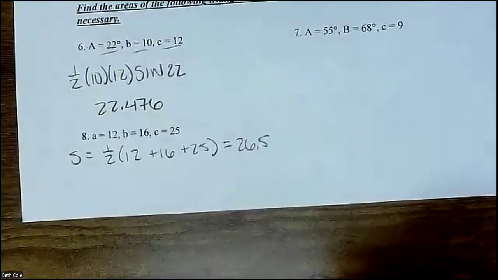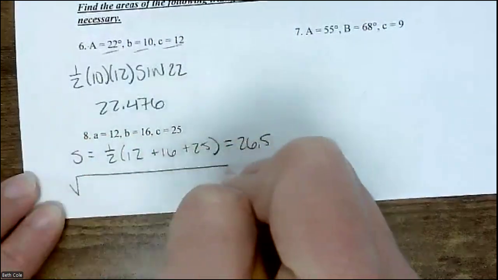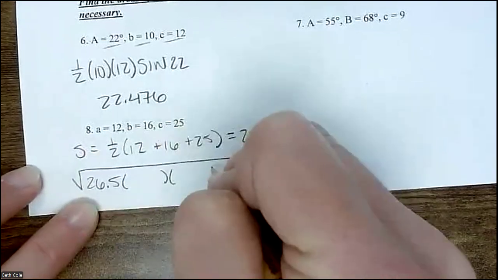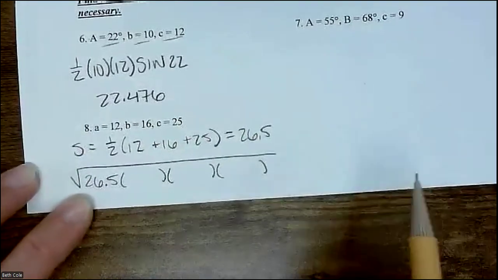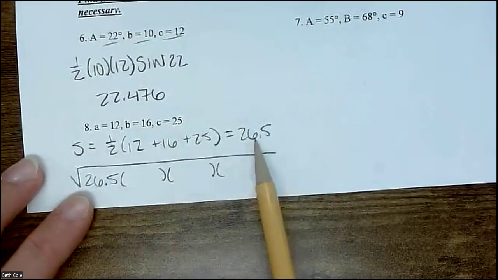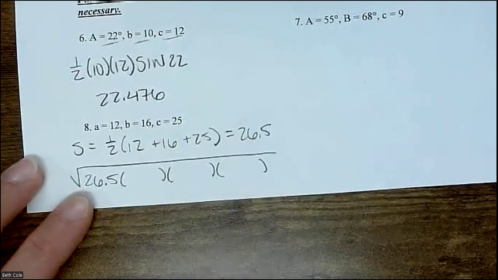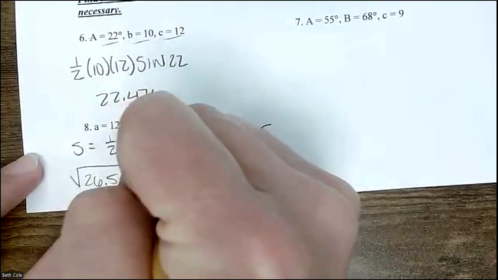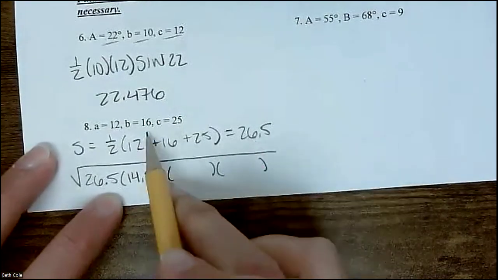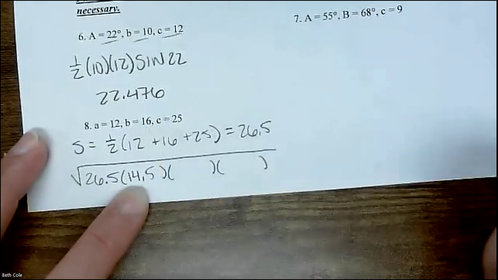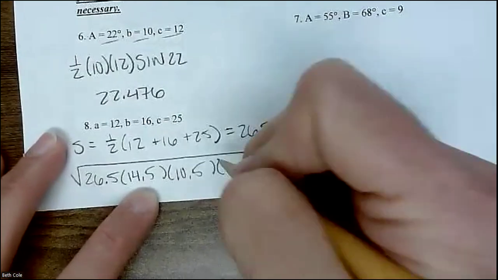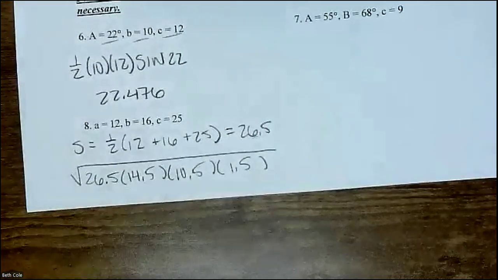So your area, you're going to draw this great big square root, and underneath that, you're going to have 26.5. And then what I usually do is just draw 3 more blanks. You're just going to take that 26.5 and subtract each of these other numbers. So 26.5 minus 12, what would that be, 14.5? 26.5 minus 16, what would that give us? Yeah, 10.5. And then 26.5 minus 25 would be 1.5.